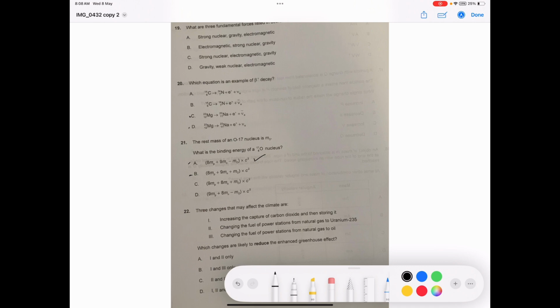Number 22, 3 changes that may affect climate are. Options 1 and 2 will reduce the greenhouse effect. Option 3 won't, because changing from natural gas to oil will still produce a lot of toxic gases like CO2 and whatever. So the answer is A, 1 and 2.